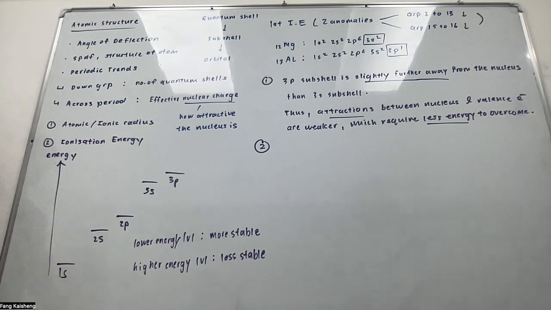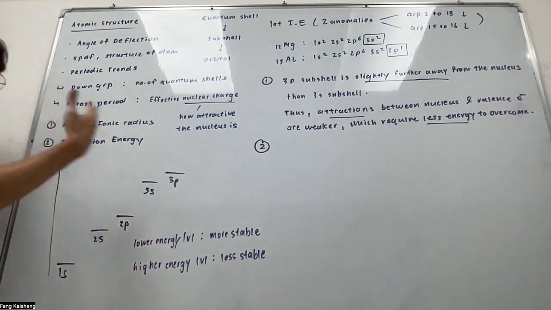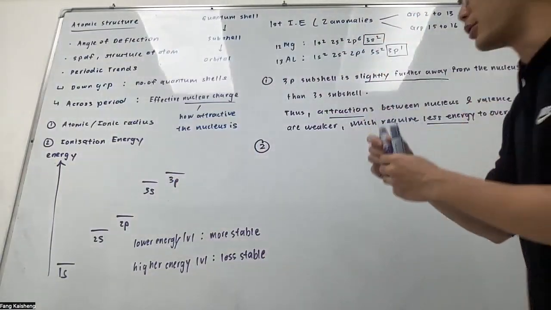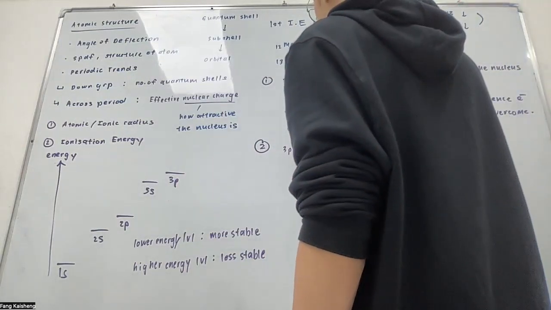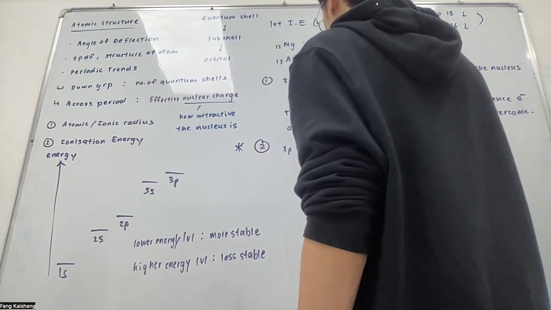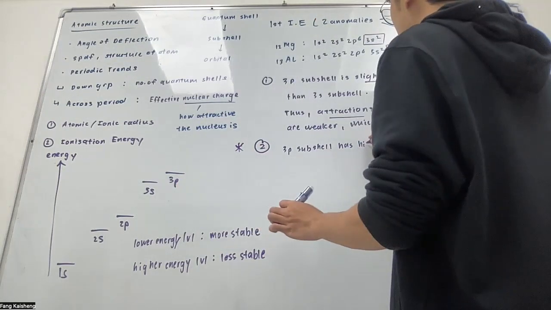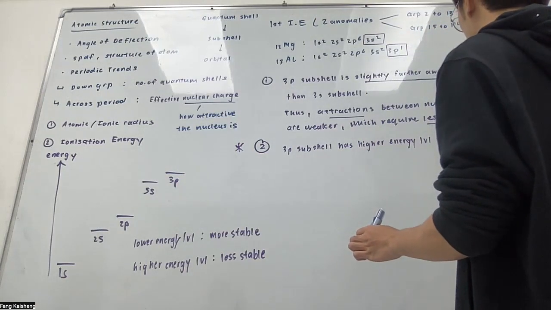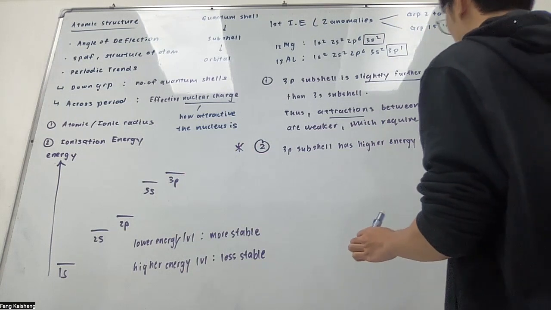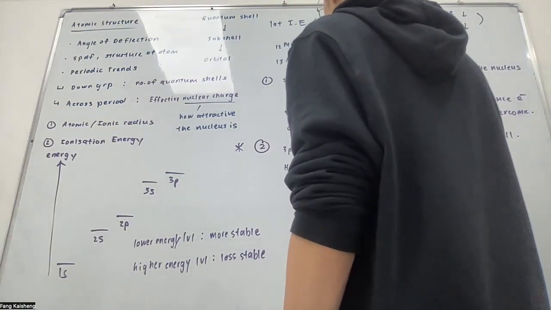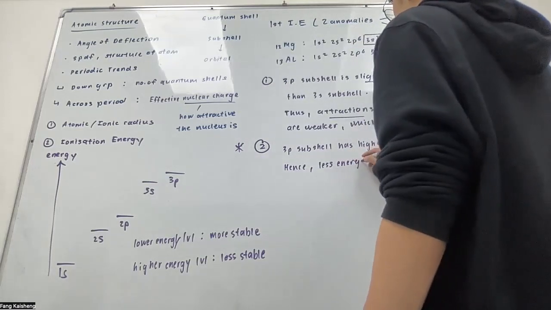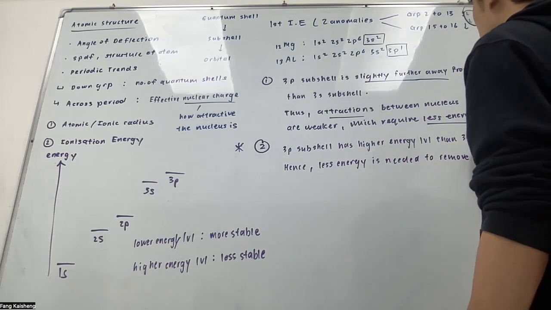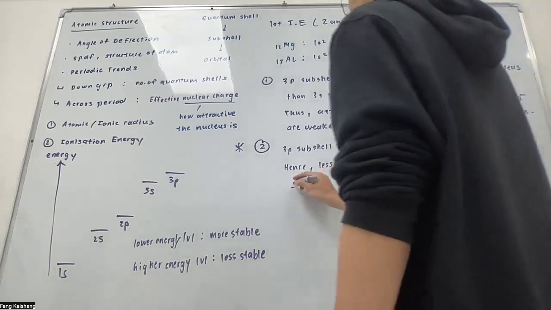Okay, 1s, you cannot remove the electron because it has very low energy. On the other hand, 3p has a much higher energy level as compared to 3s, so it's easier to remove the electron. So think about it this way. This is the preferred explanation. The 3p subshell has a higher energy level than the 3s subshell, and as a result, less energy is needed to remove it, it's easier. You don't even need to talk about attractions here, you can go straight to energy. Less energy is needed to remove the 3p electron than the 3s electron.